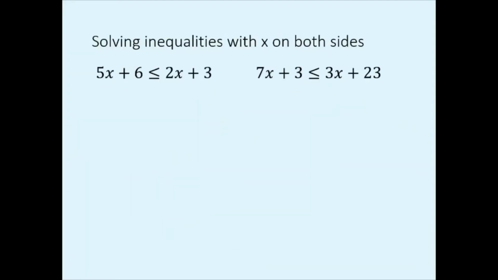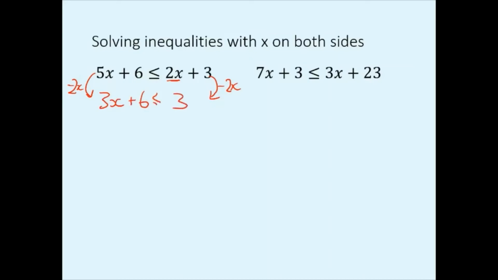With x on both sides, it's the same as normal equations again. So I'm going to look for my smallest value of x first. My smallest value of x is 2x because 2x is smaller than 5x. So I'm going to start by subtracting 2x from both sides. The reason we do this is simply so that we only have x on one side to make it more easy to solve. So I get 3x plus 6 is less than or equal to 3.